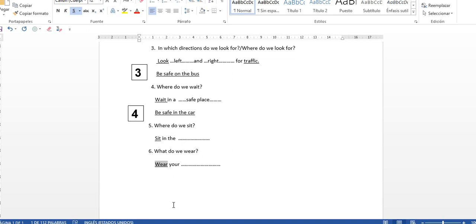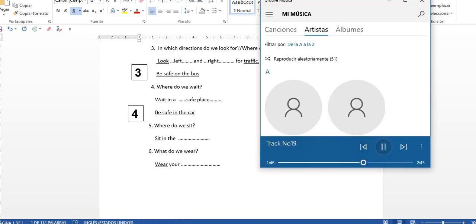Where do we sit? Listen. Don't run on the bus. Sit down. Don't shout. Be polite to the driver and to other people. Don't talk to the driver when he or she is driving. Four. Be safe in the car. Sit in the back seat. Wear your seat belt. Don't play in the car.